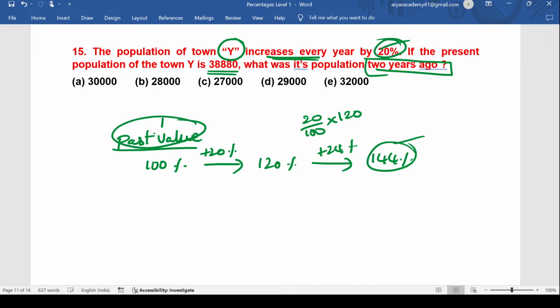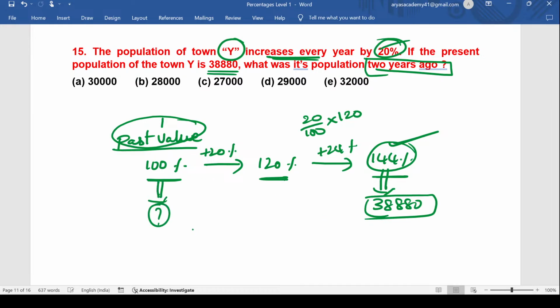So past value 2 years ago, if it was 100%, and if it increases every year by 20, then 2 years ago 100, 1 year ago 120, and the present population will be 144%. So you know the present population, it has been given: 38,880. It means 144% is 38,880. What is the original population, or 100% population, or population 2 years ago? So you want to find out 100. You know the value of 144, which is 38,880.